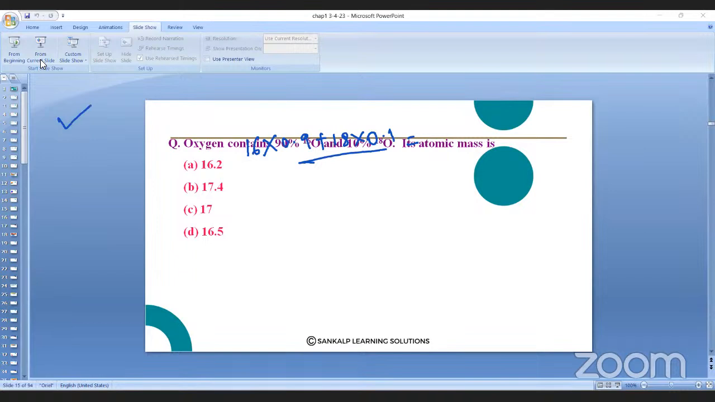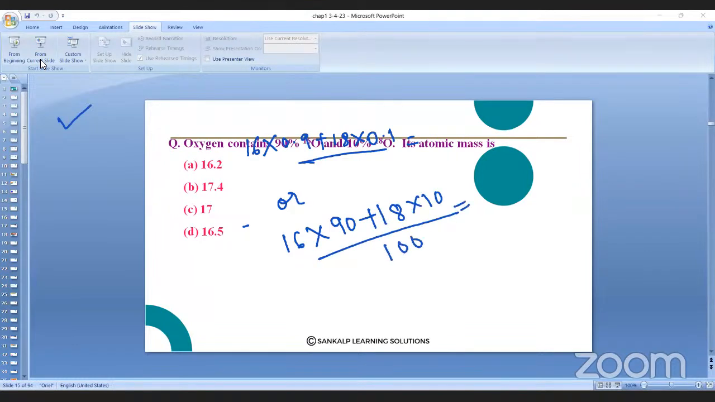You can also work it out as 16 into 90, plus 18 into 10, divided by 100. Okay, so this will give you 16.2. So this is the method you're going to use to solve the average atomic mass.